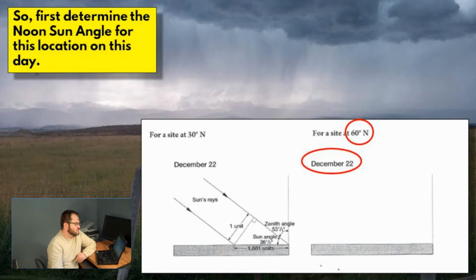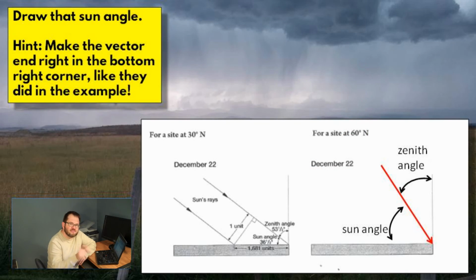So let's try to do the one here for a particular day, namely December 22nd, at a particular latitude, namely 60 degrees north. Using the kind of processes that we've done in this lab, you're going to figure out the noon sun angle at that location. Let's say you sketch it in something like this. Now I'm going to give you a hint. Make that vector so that it ends right there in the bottom right corner of the diagram. They don't tell you to do that, but it actually makes it work out a little bit better.